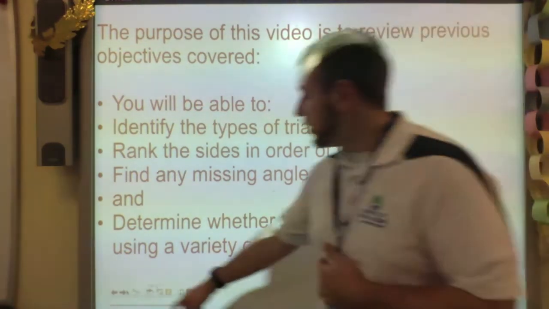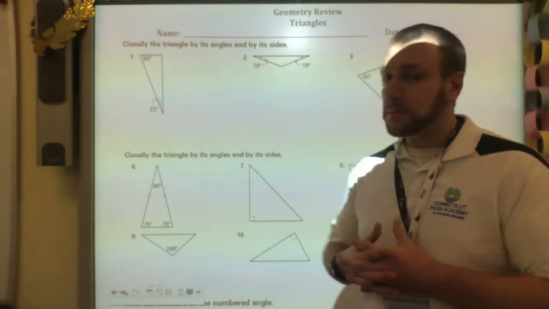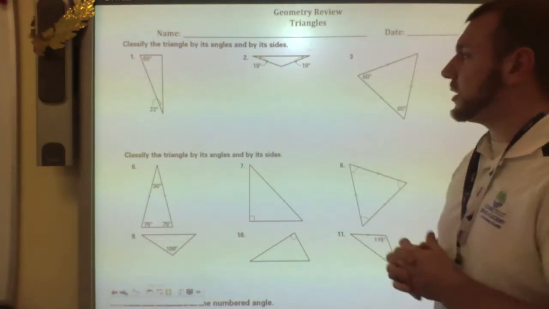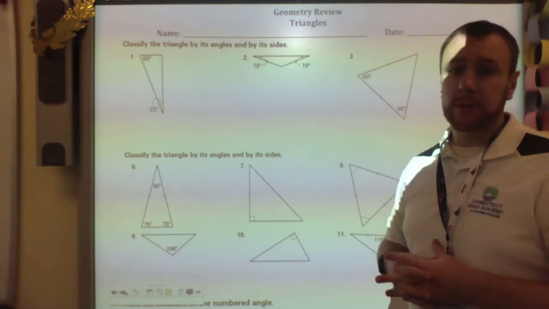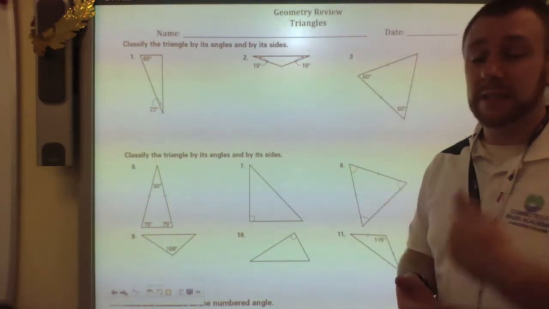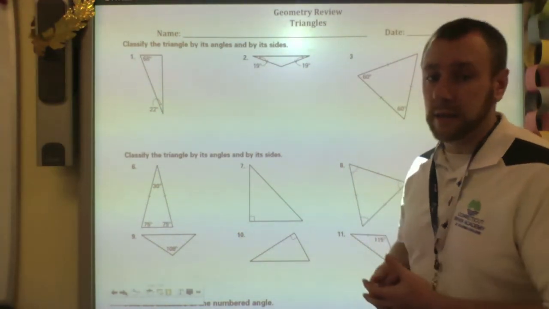All right. So first off, this is your review packet. So the first section here is all about classifying. So classifying means is it acute, right, obtuse, or by its sides, isosceles, equilateral, scalene.